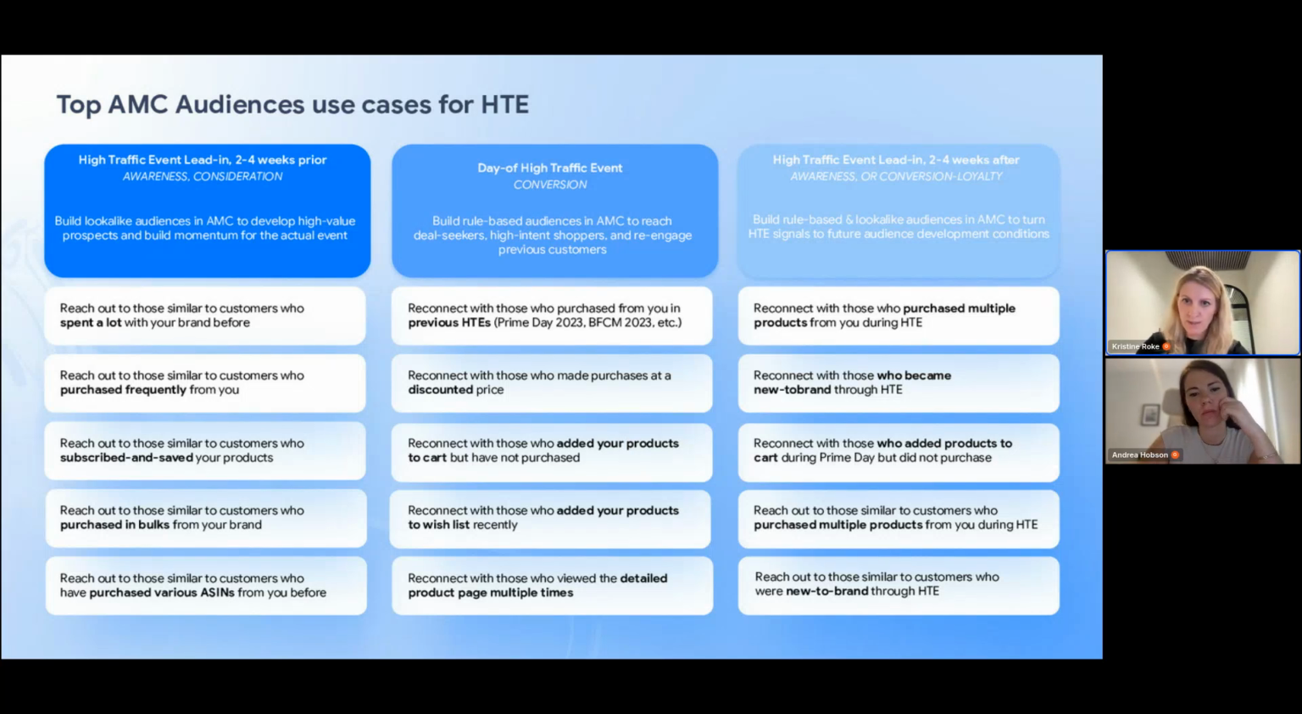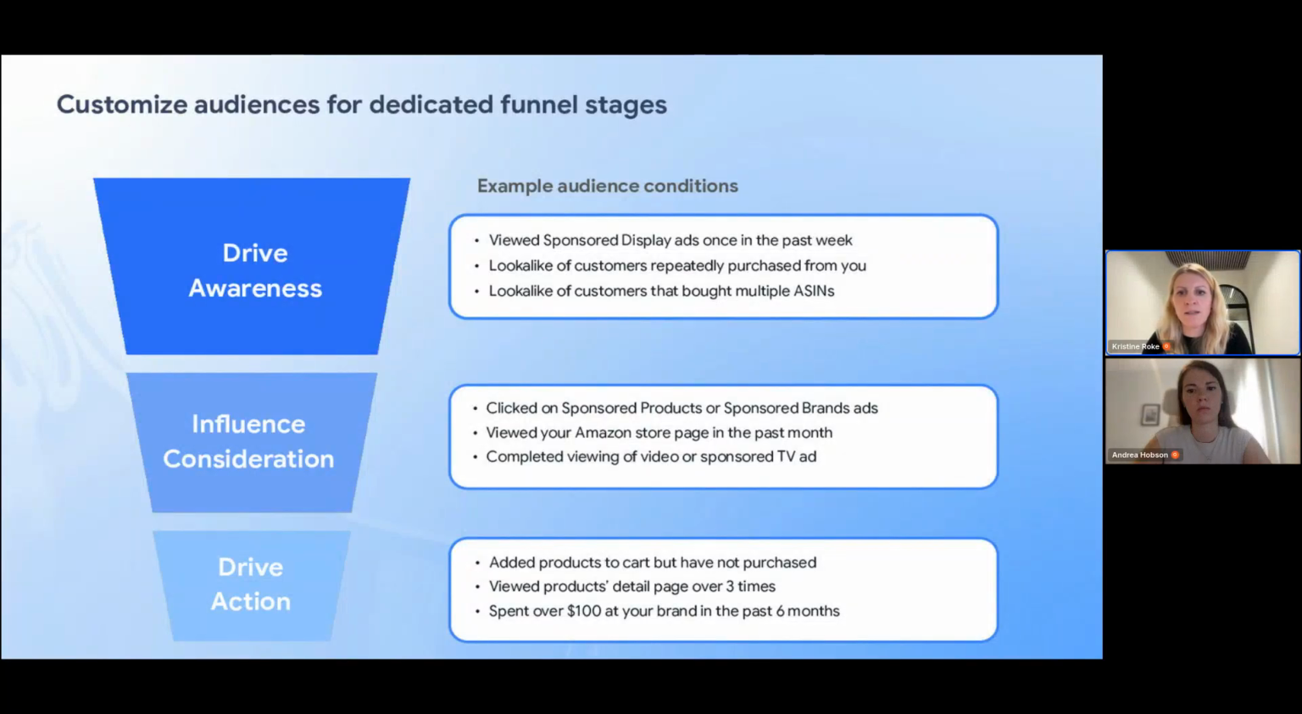So in short, AMC is a full cycle activation tool that lets us plan smarter before, sell better during, and also retain after each major event. And that same logic applies beyond the peak events. It's really the foundation for how we approach the audience strategy in general. And that brings us to the next slide, where we look at how we can customize our audience strategy to support each step of the customer journey.